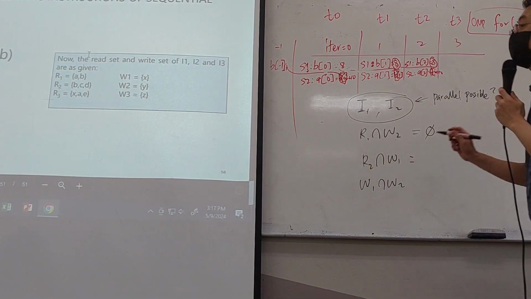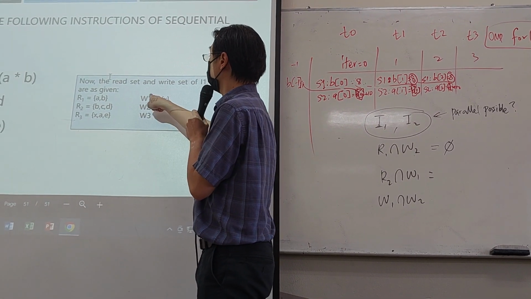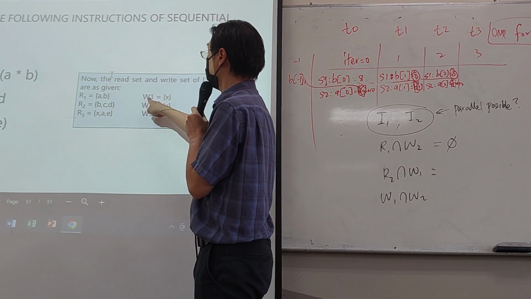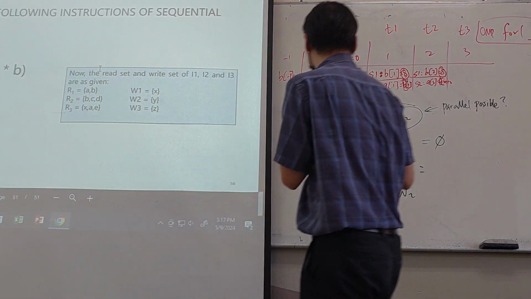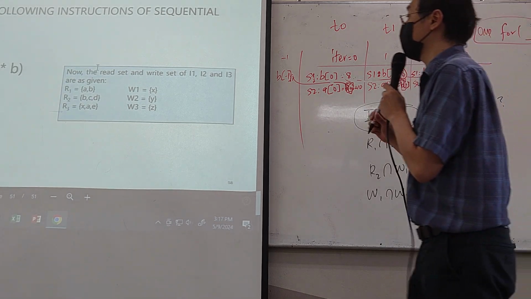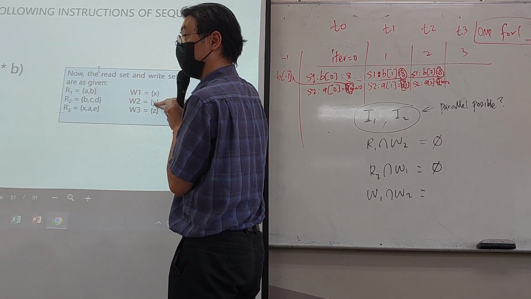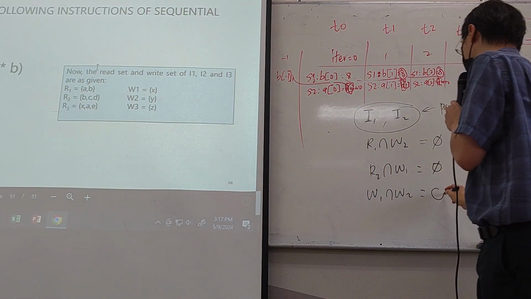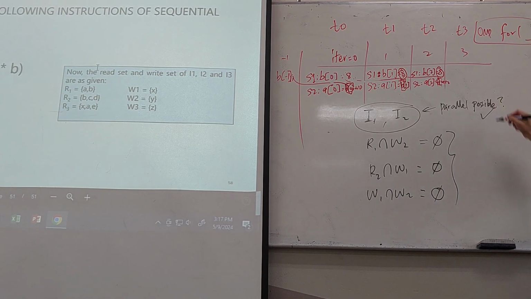How about this? R2, and this set W1. There's no X there, there's no B, C, D there, so here it's also 0. Okay? How about the last one? The last one is this. This 2 here. It's also not coincide, so it's 0. No, that's not 0. No. So that means this one can be run in parallel. It's possible.